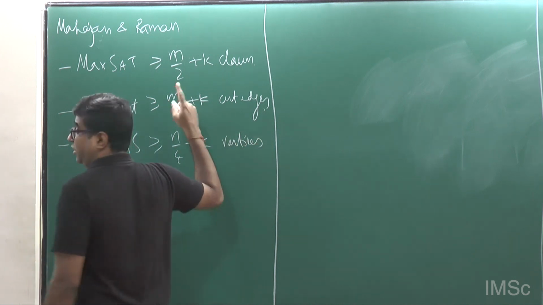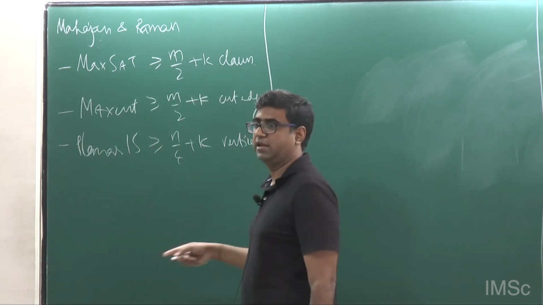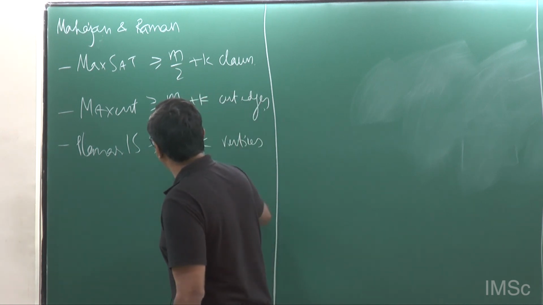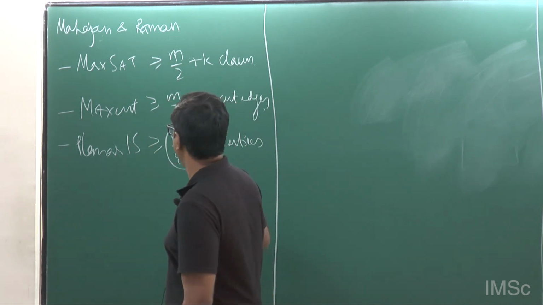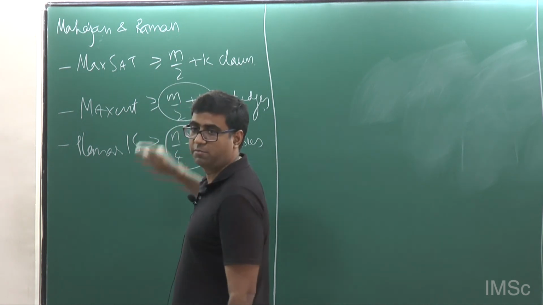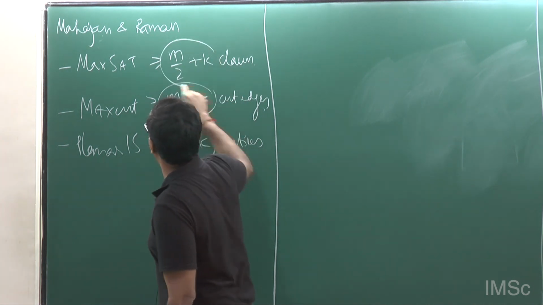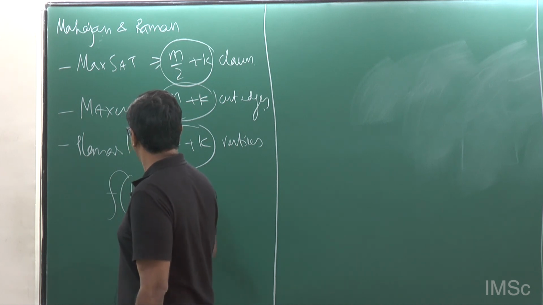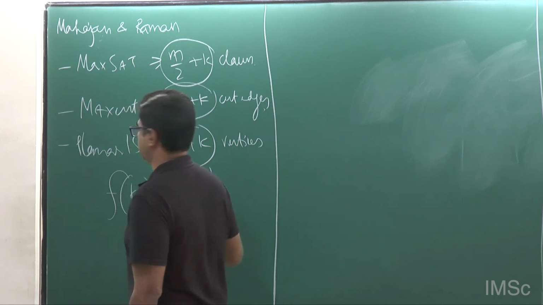Right? So these are much more meaningful questions than what I started with, because still I want to find an independent set of size n by 4 plus k. I want to find a max cut of size m by 2 plus k. But the running time which you are allowed to use is this, right?